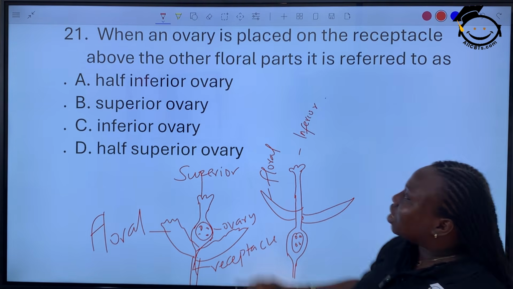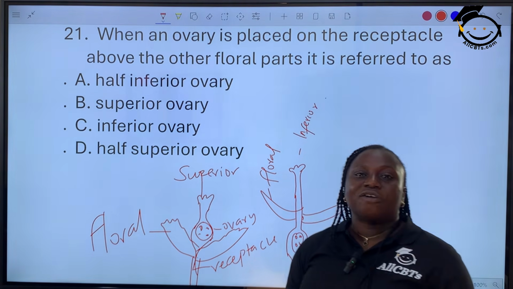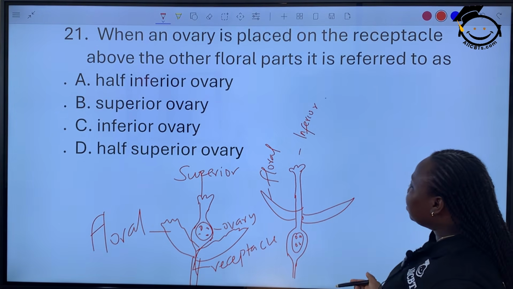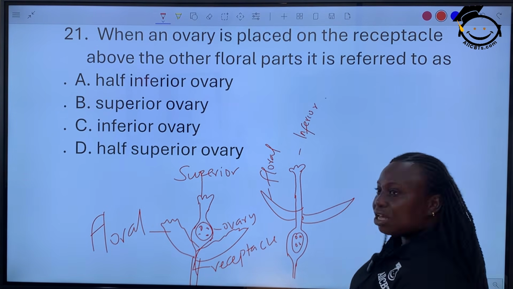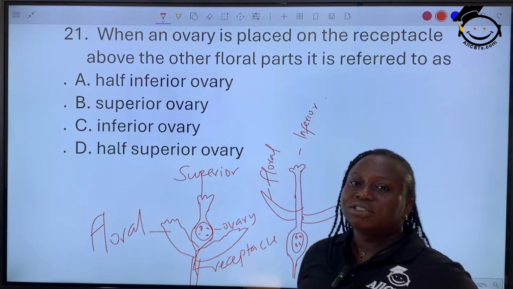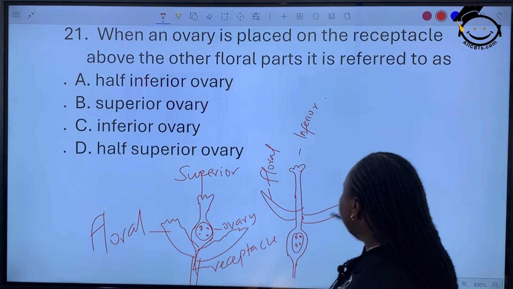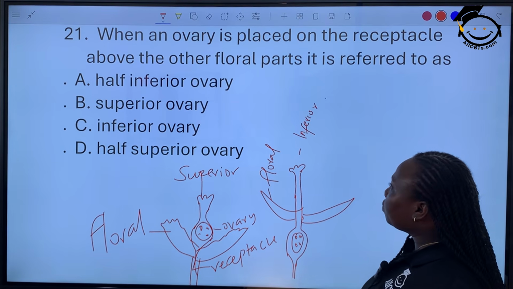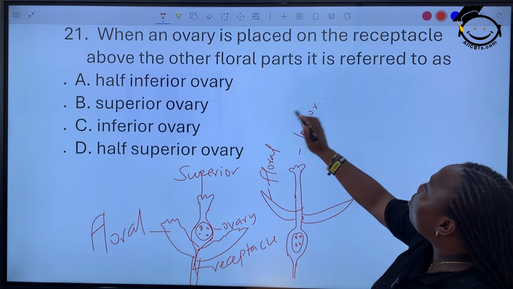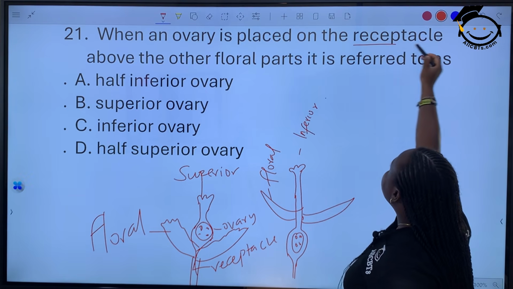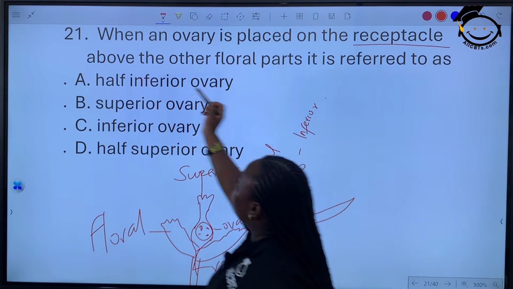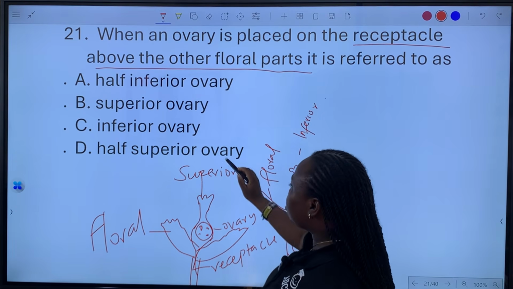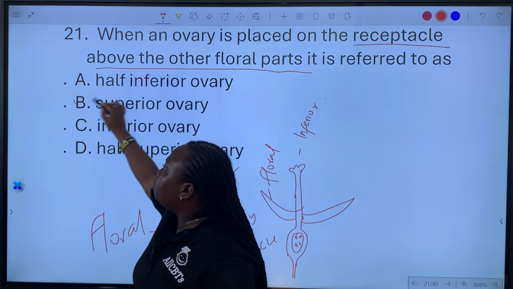Now the third one is half inferior, or half superior. The ovary will be situated in between, joined with the floral part. So this particular place where the floral part is, the ovary will be in between it. Now we're asking: when the ovary is placed on the receptacle above the other floral parts, that is the superior ovary. Option B.